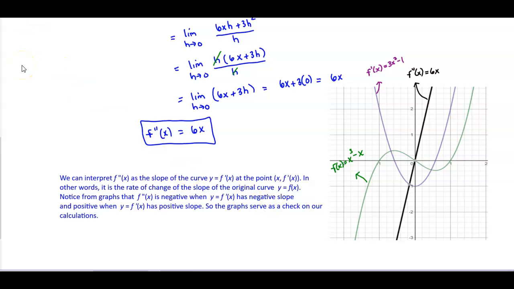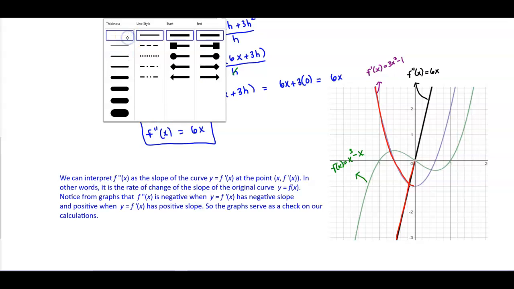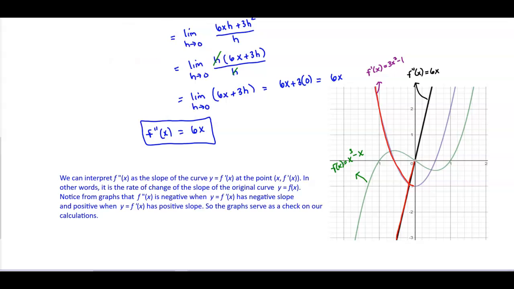So let's confirm those last statements on our graph. What it's saying here is that f double prime, meaning this function below the x-axis, is negative when our first derivative has a negative slope. And when f double prime is positive, meaning it's above the x-axis, we can see that the slope of f prime of x is a positive slope.